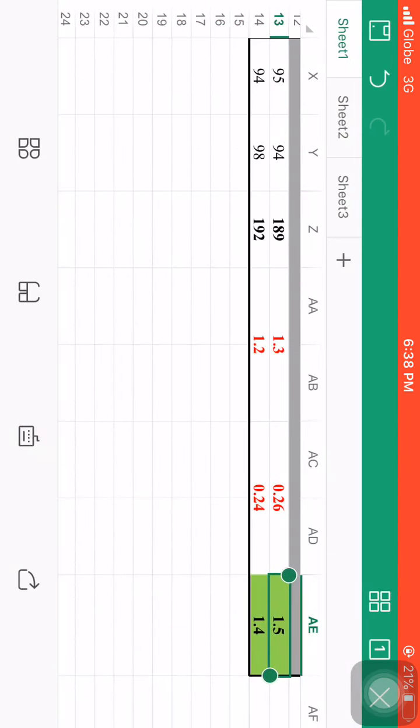But if the number is, for example, 1.45, so the next number after 4 is 5, so we need to round up. So the 1.45 will be 1.5. That's it.